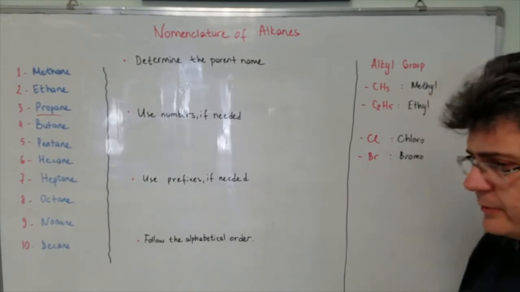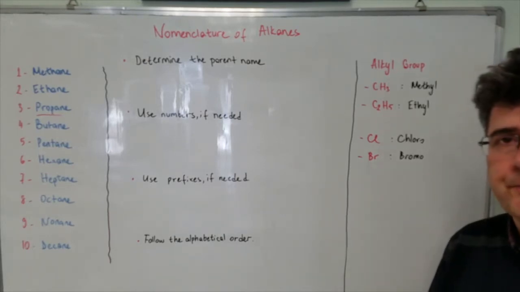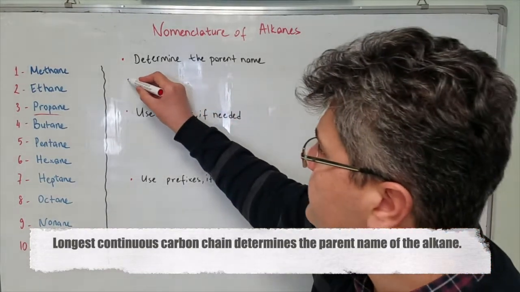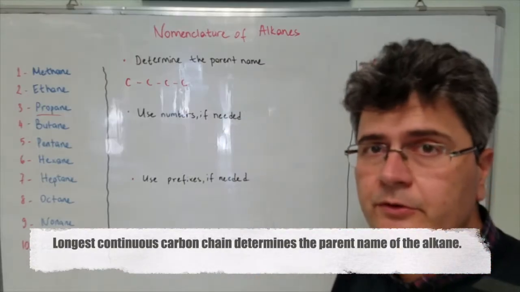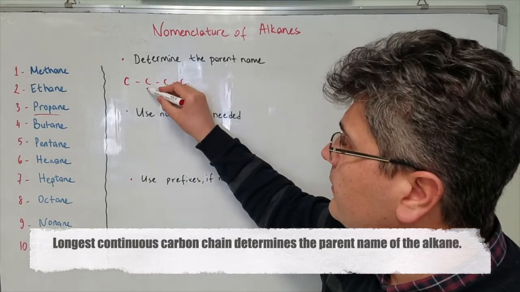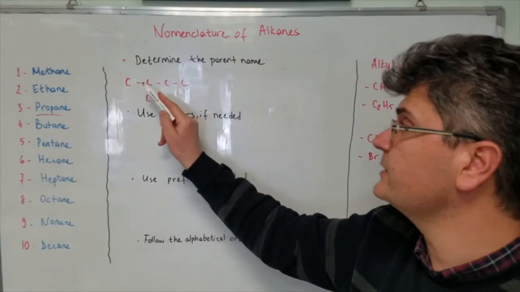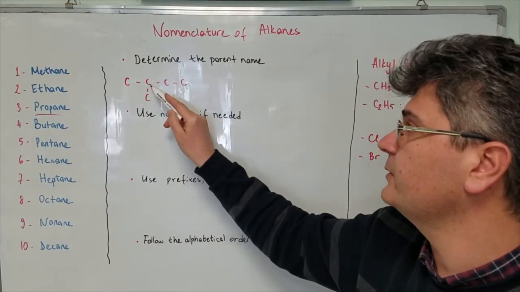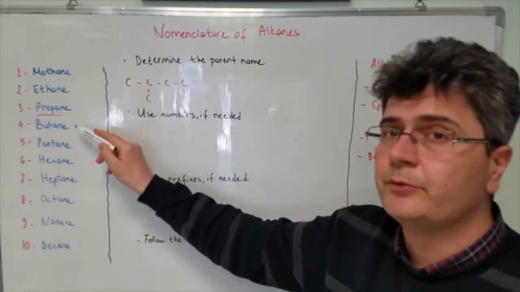Now let's see the rules. The first rule says that we need to determine the parent name. Parent name comes from the longest continuous carbon chain. For example, if you have a chain like this, obviously the parent name is going to be butane. If you had one carbon atom in here, the parent name is not going to change because the longest chain still is 1, 2, 3, 4. Or if you start from here, 1, 2, 3, 4. Still 4 carbon atoms, so the parent name is still butane.